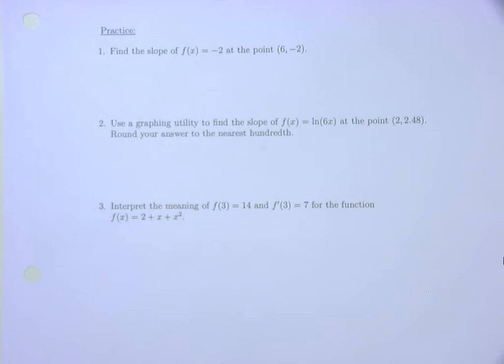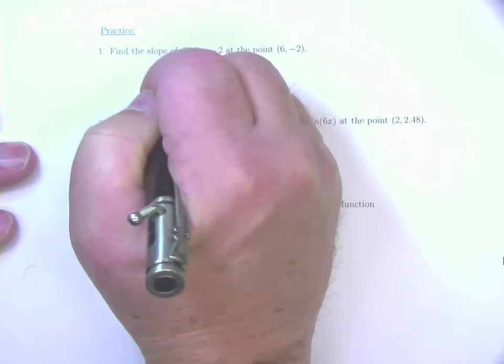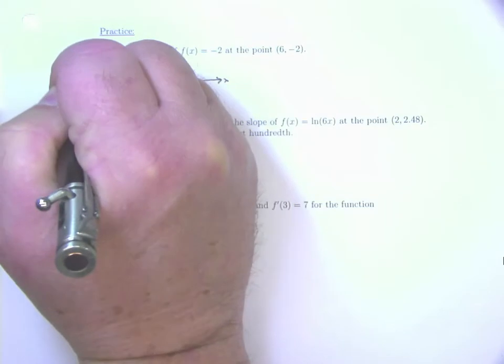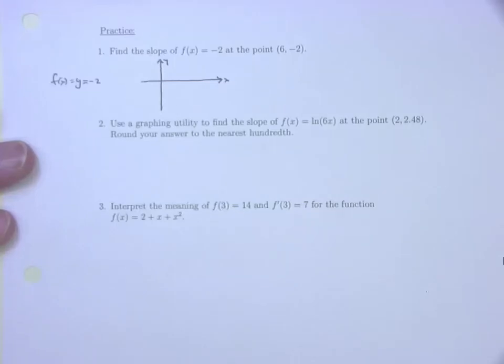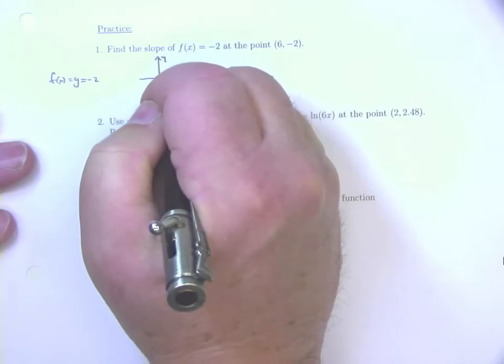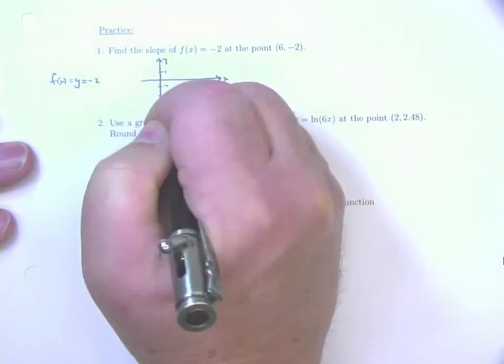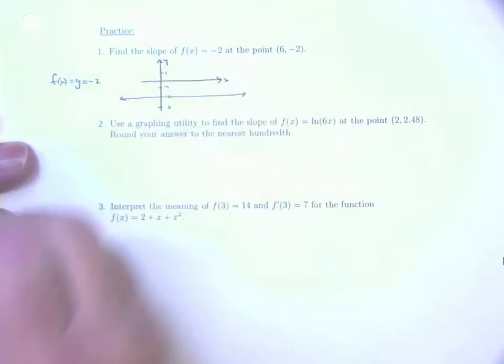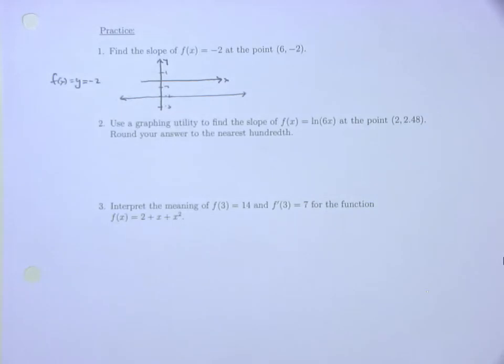Find the slope of f of x equals -2 at the point (6, -2). First thing I want to do is graph this. So here's my x-axis, here's my y-axis. My function is f of x, so f of x is the same thing as y equals negative 2. You know what a graph of y equals negative 2 looks like? Here's negative 1, here's negative 2, here's 1, here's negative 3. Y equals negative 2 is what kind of line? There it is right there. Y equals, or f of x equals, a number is a horizontal line.